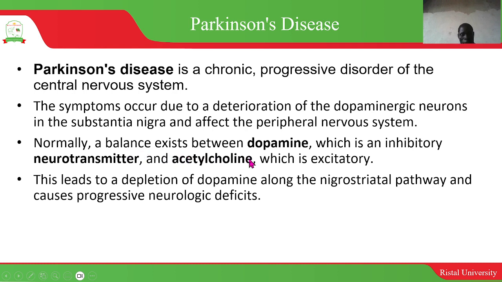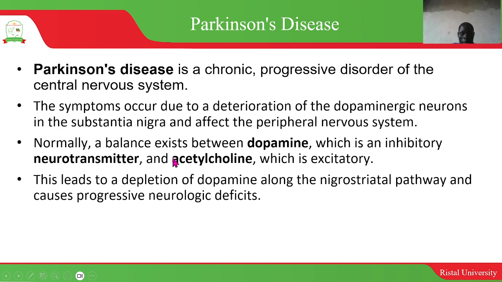Normally, in a normal person, there is a balance that exists between dopamine, which is an inhibitory neurotransmitter that inhibits the action of muscles, and acetylcholine, which is an excitatory one. So actually, the two counteract each other. There is a release of dopamine, and also a release of acetylcholine within the synaptic cleft, and this balance keeps us able to control the voluntary movements of the muscles.